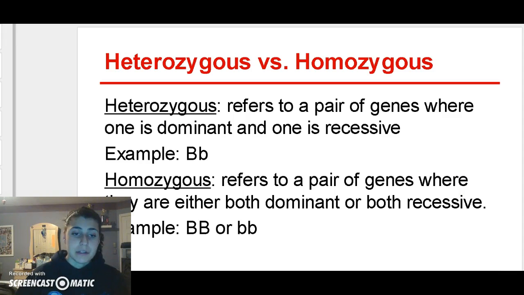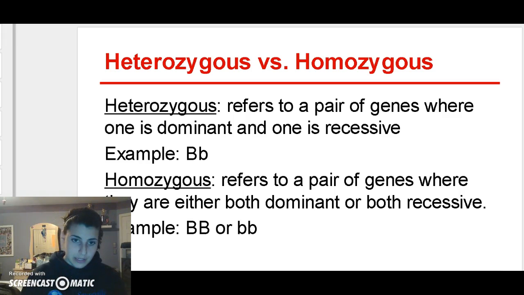Okay, so now we're going to talk about what heterozygous versus homozygous means. Heterozygous refers to a pair of genes where one is dominant and one is recessive. So for example, you're going to have a big B and a little b. Because they are both different, you're going to have one dominant and one recessive allele put together.